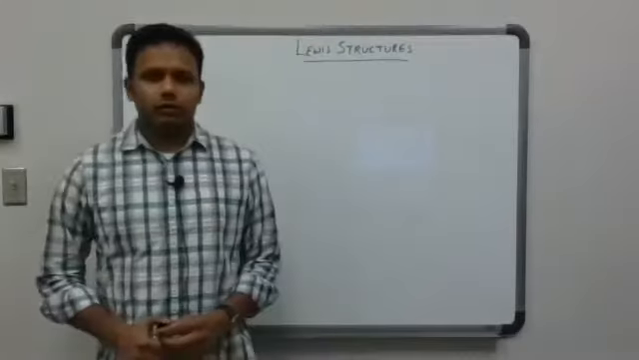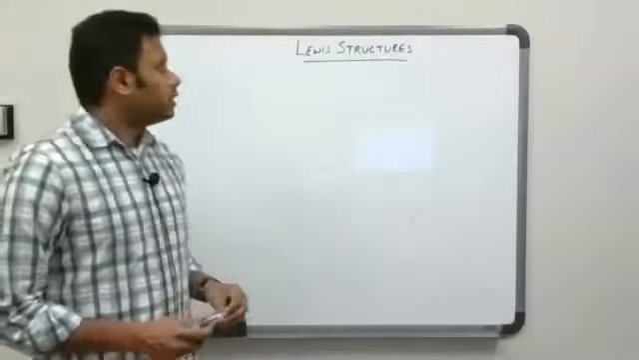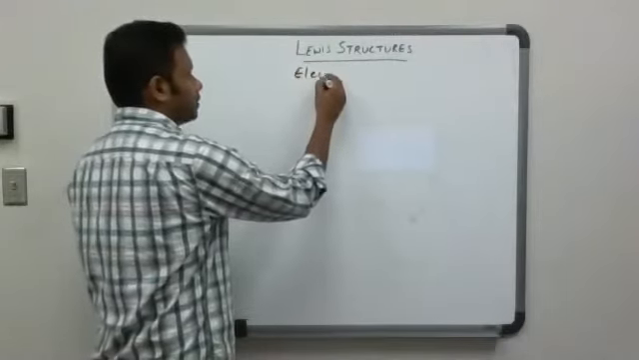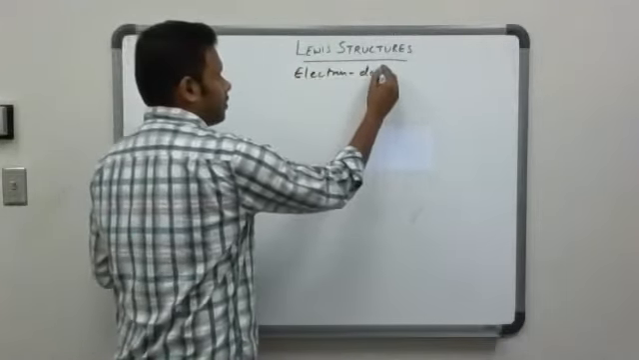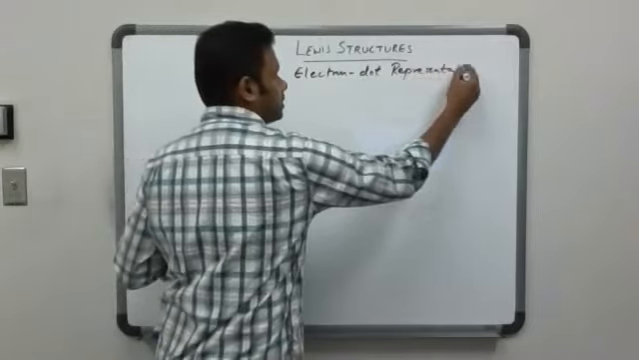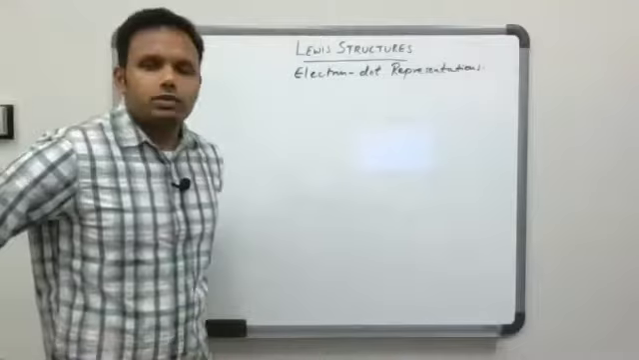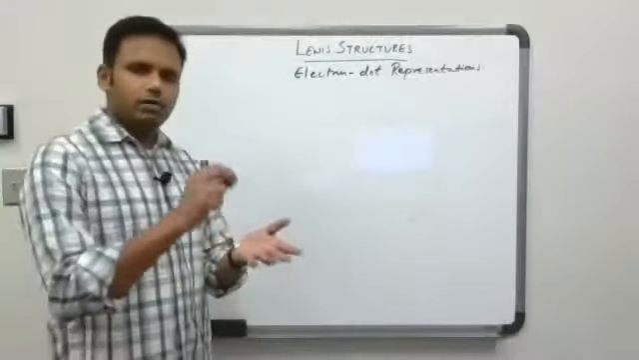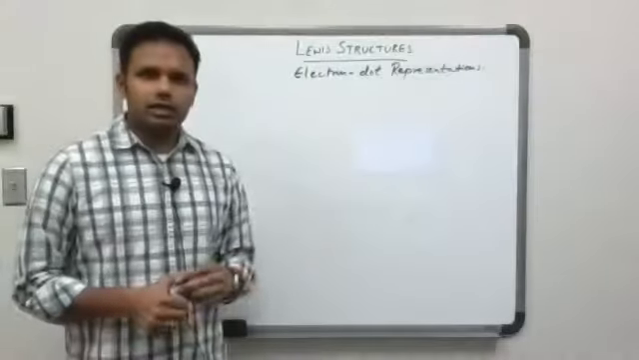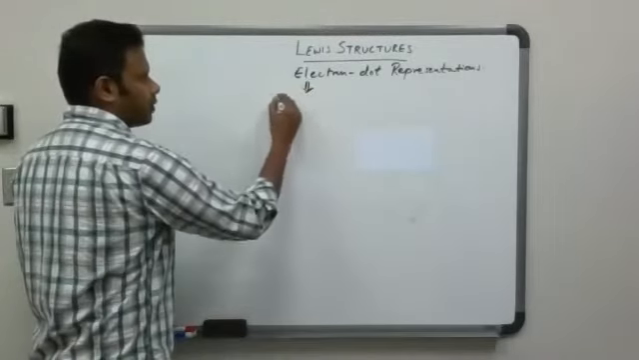Hi everyone. What we're going to do in this video is talk about Lewis structures. Lewis structures are electron dot representations. Although we're calling these electron dot representations of molecules, sometimes we could also use a bond to show the electron pair. What the Lewis structure does is give us the connectivity in a molecule.